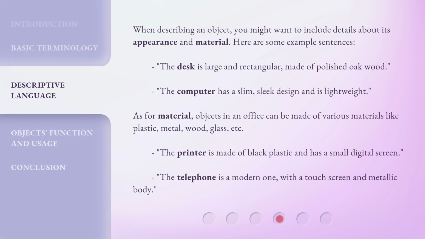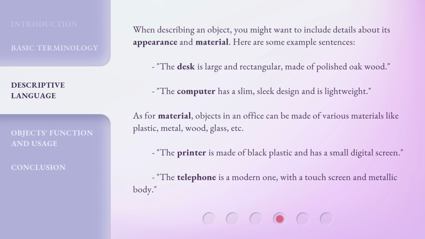When describing an object, you might want to include details about its appearance and material. Here are some example sentences. The desk is large and rectangular, made of polished oak wood. The computer has a slim, sleek design and is lightweight.